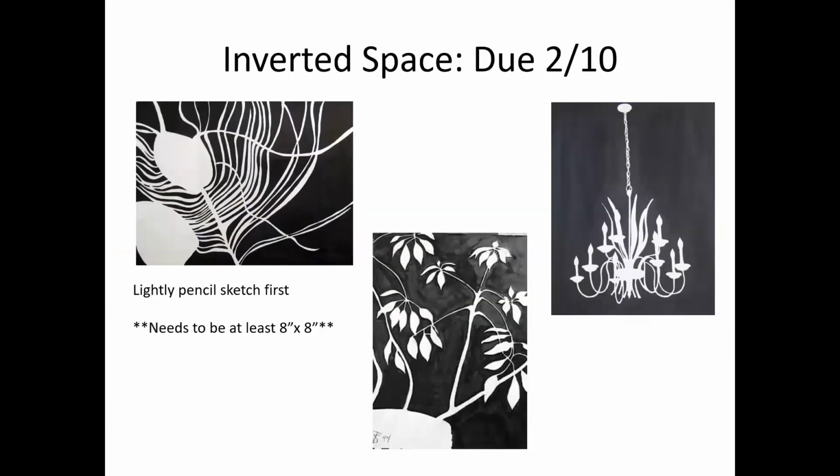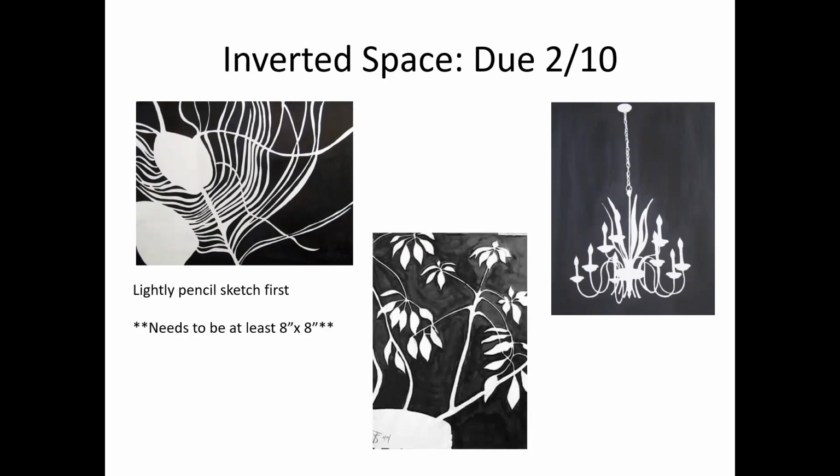So your 4th drawing is going to be an inverted space drawing. And again, look at these as exercises. This is not a drawing to get stressed out about. You're going to do a rough gestural sketch of an object with pencil. So in this case, a student used like a feather or a plant or a chandelier. And sometimes for this drawing, it helps to zoom in a bit on the object. So you don't have to draw the whole object. You can just draw a portion of it if you would like.